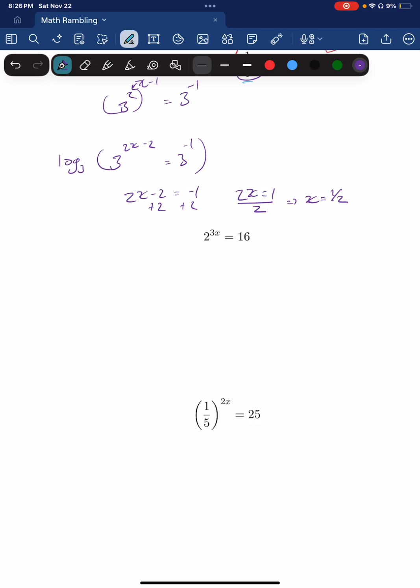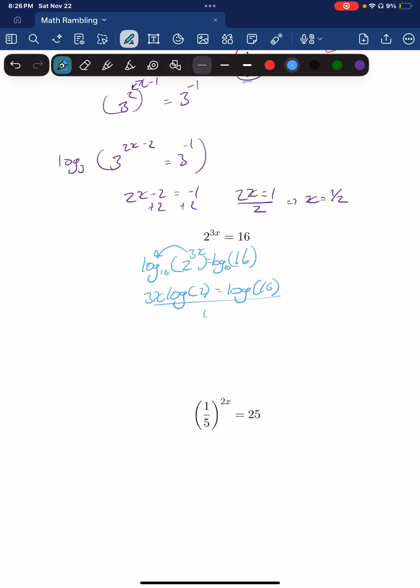Let's solve this one a different way. Yeah, sure, that sounds fun. How should we do this one? Let's take, so we have 2 to the 3x equals 16. And let's take log base 10 of both sides. So log base 10 of this, log base 10 of this. Now using our log rules, we can take out the 3x. So we get 3x log 2 equals log 16.